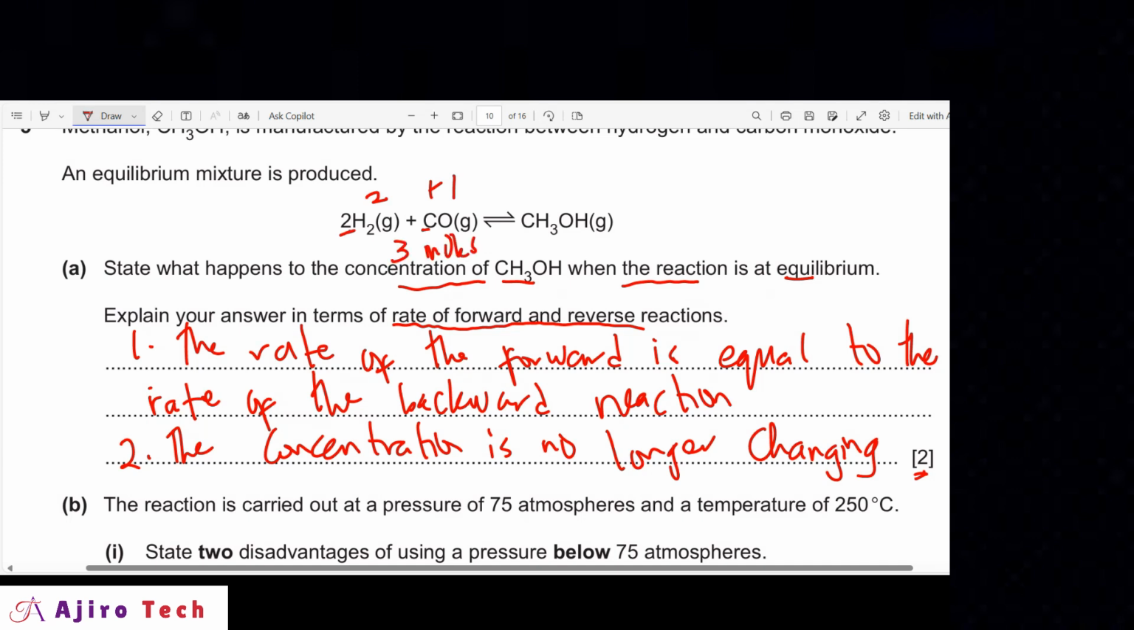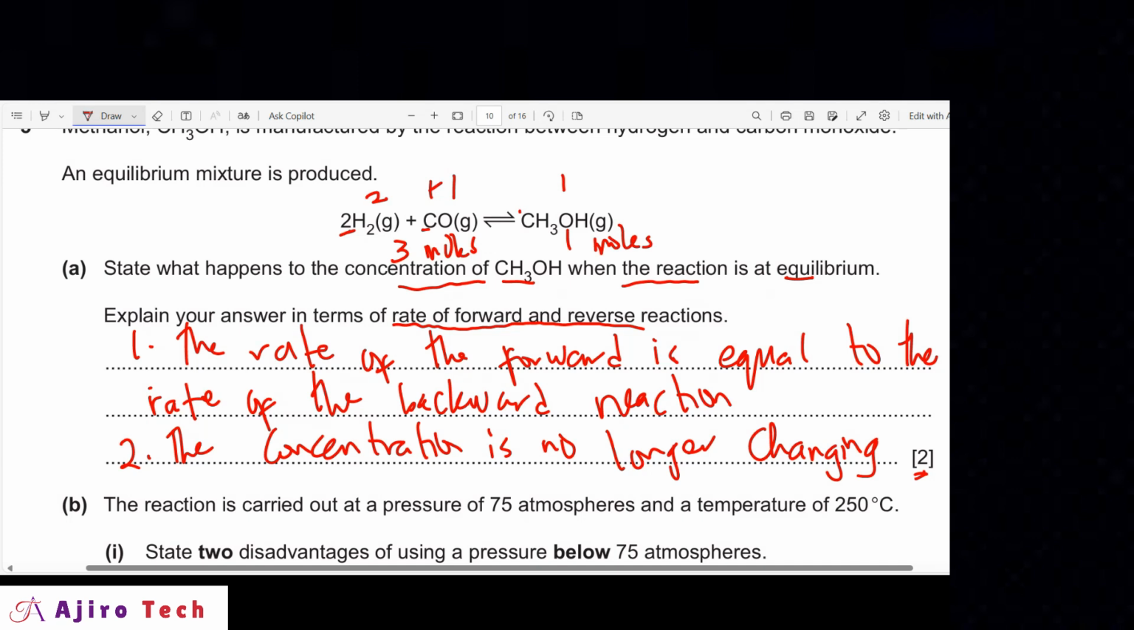Remember, it has to be gases. When you talk about pressure, you're aiming at the gases. So if you don't have a gas in the reactant, you ignore it. You only focus on the gases. And for the products, there's just one coefficient, so one mole here.